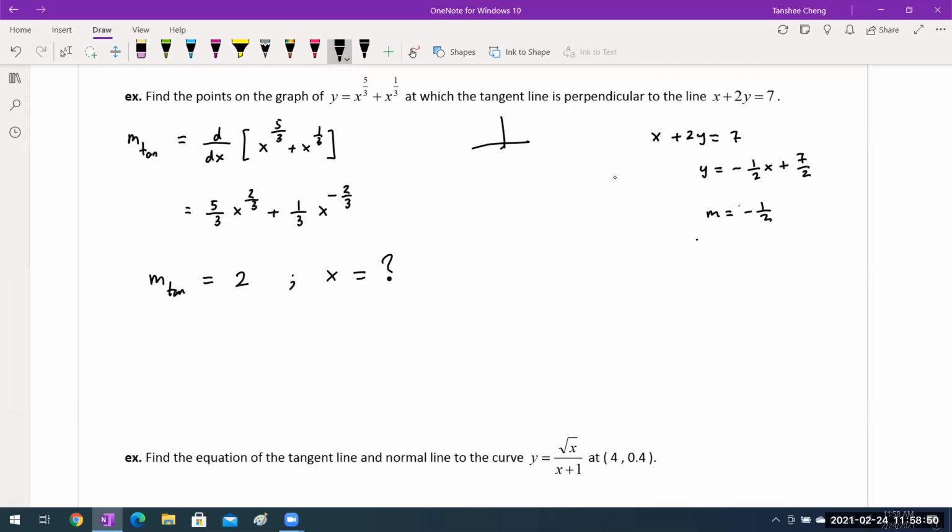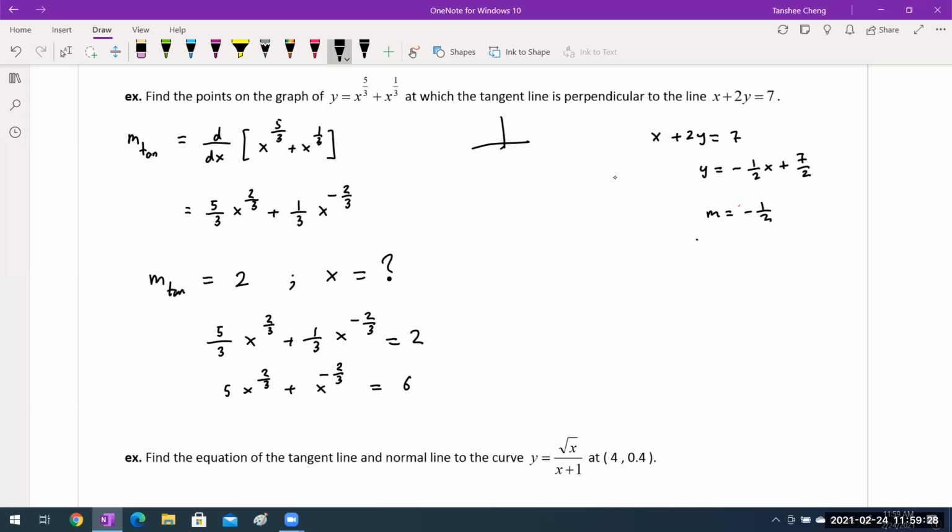So that basically means I'm going to set up the equation like 5 over 3 x to the 2/3 plus 1 over 3 x to the negative 2/3 is equal to 2. And we want to solve for x from here. So solving this equation is not really pretty, right? And we can basically first clear the fractions. 5x to the 2/3 plus x to the negative 2/3 equal to what? 6.